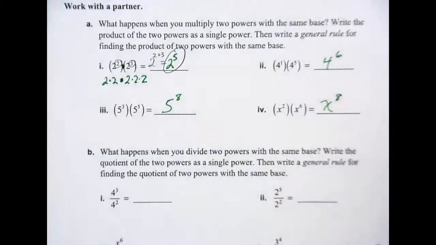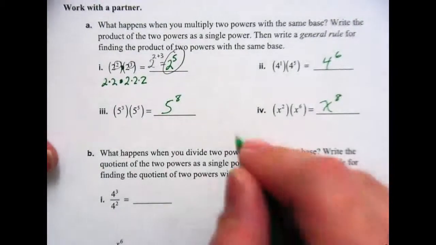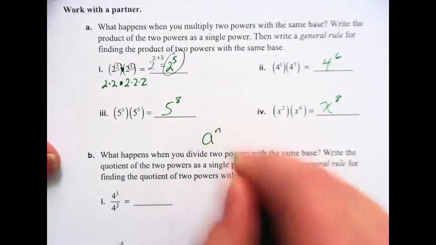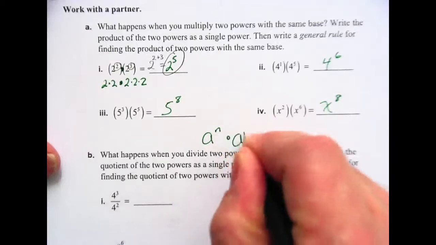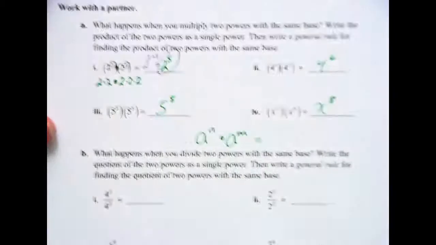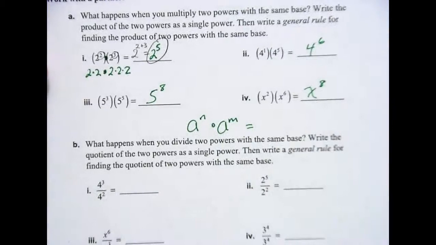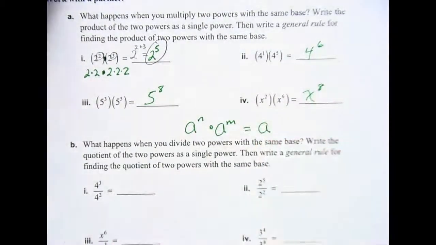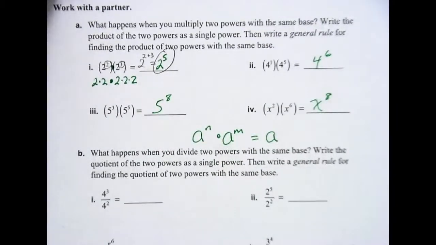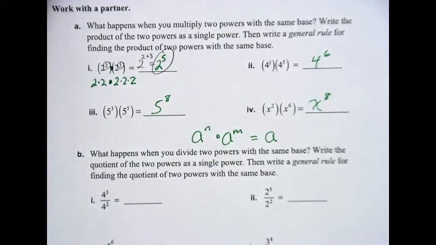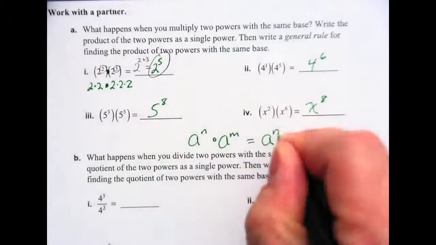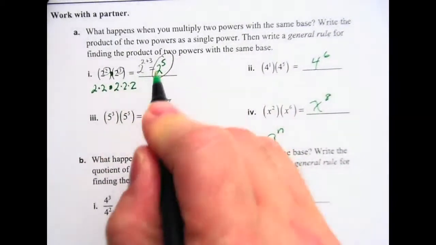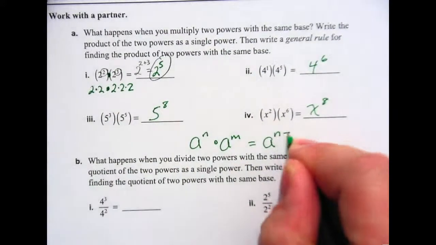So if we're writing a general rule, it would be something like: if we have a to the n power times a to the m power, what's our new base going to be? Annalise? A. What's our power going to be? Keegan, what do you think? NM. Yeah, n. Are we multiplying the two? Yep. Do we multiply them up here? Oh, no. No. So n plus m.